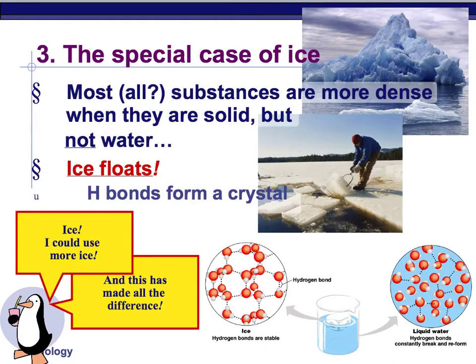Okay, the special case of ice. Now, most substances are more dense when they're solid, which means that they sink, not necessarily float. Water is very different, however. Ice actually floats, so ice is less dense than liquid water. Solid water is less dense than liquid water. And it's because hydrogen bonds form crystals. They have this crystalline structure. So because they're all spaced out, it creates air pretty much, which makes the substance lighter, making it able to float. This is highly important to most marine and aquatic life that live in areas that get really cold.